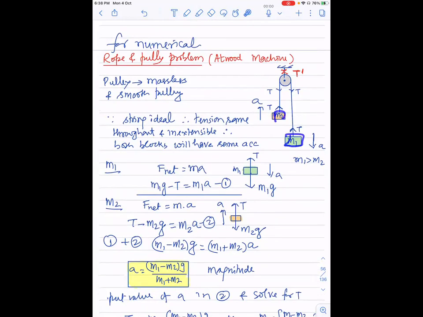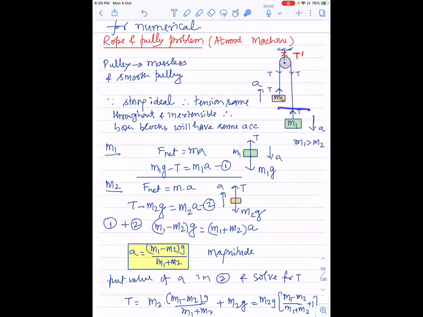When two blocks are connected with an inextensible string passing over a pulley, which is fixed at a rigid support, we are deriving the acceleration and tension so that we can save time. The pulley is massless, an ideal condition. This pulley is massless and smooth, so the string will just slide over the pulley and will not turn it, because it is frictionless. And the string is ideal, therefore the tension is the same throughout, and it is inextensible. Therefore, both blocks will have the same acceleration. One will go downward, the other upward. The magnitude of acceleration remains the same.